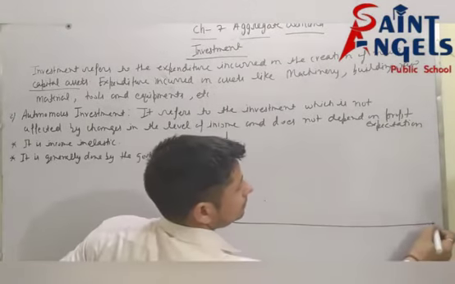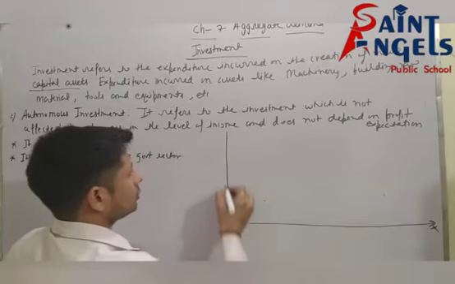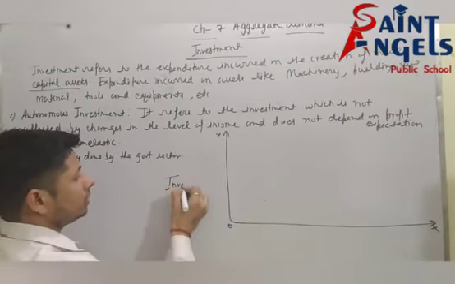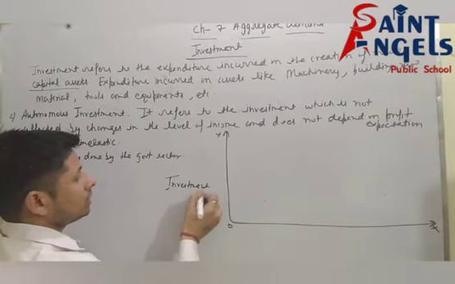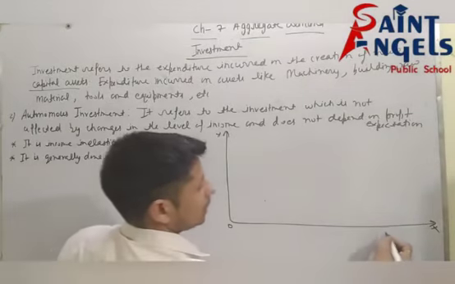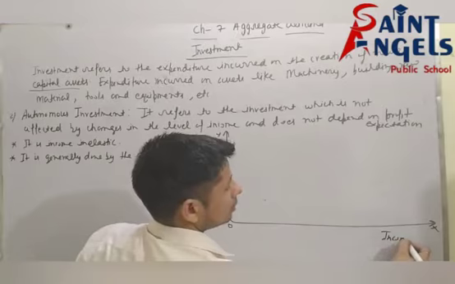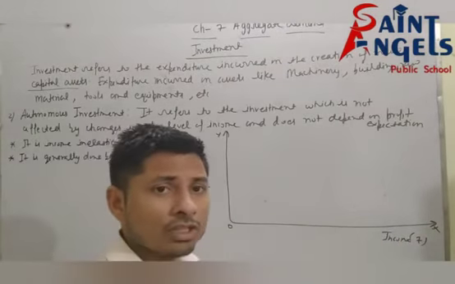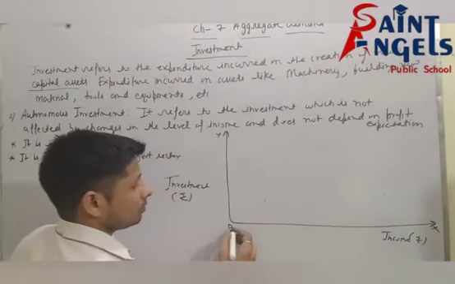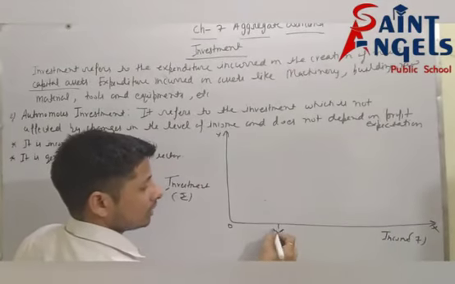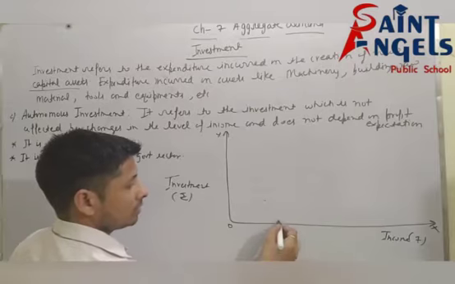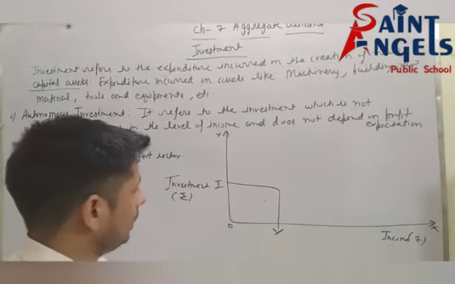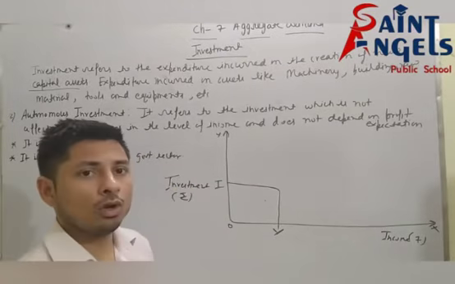See, this is the x-axis, this is the origin, and this is the y-axis. Now investment is measured on the y-axis and income is measured on the x-axis. You know that autonomous investment is not affected by changes in the level of income. Suppose initial level of income is OY. At this OY level of income, initial investment is OY.